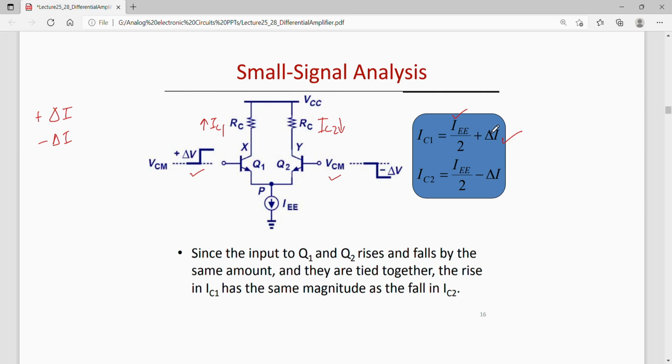IEE by 2 plus delta I, that is, this collector current changes by delta I amount. Similarly, the collector current of Q2 will fall by the same amount delta I, that is, it will be equal to IEE by 2 minus delta I. This is important to understand: if the rise and fall at the input are of the same magnitude, then the collector currents will also change by the same magnitude, delta I.